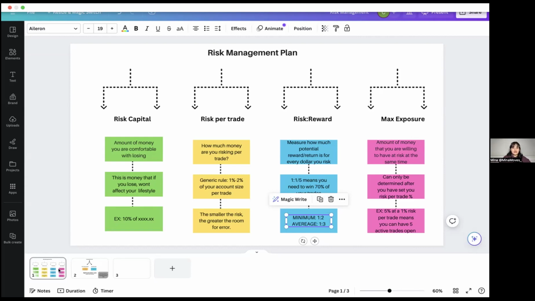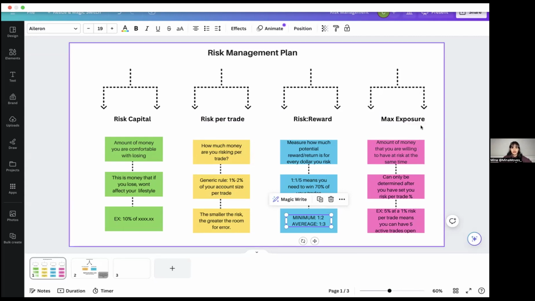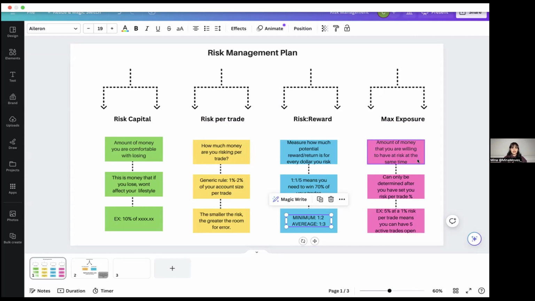Now, this can only be determined after we've set a risk per trade. So let's say we set a risk per trade of 1%, which is solid, super solid. And we have a maximum exposure of 5%, which is a generic solid rule. That means that if my maximum exposure is 5% and each one of my trades exposes me 1%, how many open trades can I have? Drop it in the chat. How many open trades can I have?